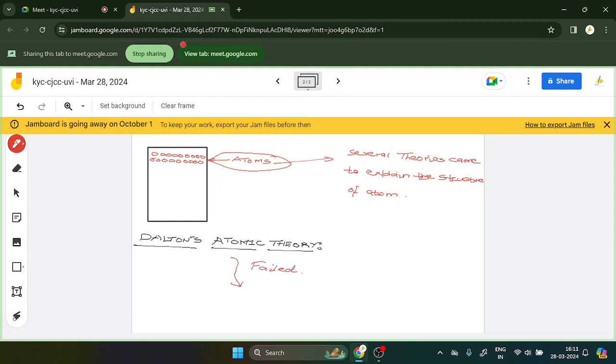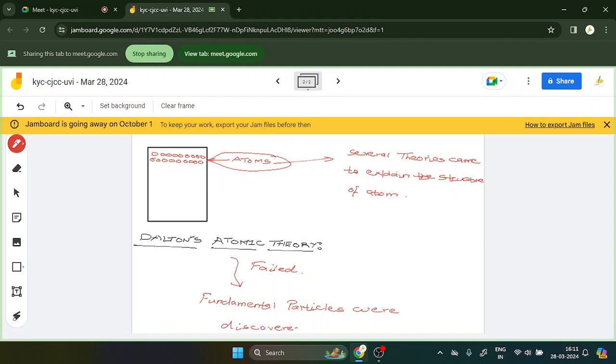Because the nucleus was discovered by Rutherford. Electrons, protons and neutrons were discovered. The electron was discovered by J.J. Thomson. The proton was discovered by Goldstein. Clear? So fundamental particles like electrons, protons and neutrons were discovered.